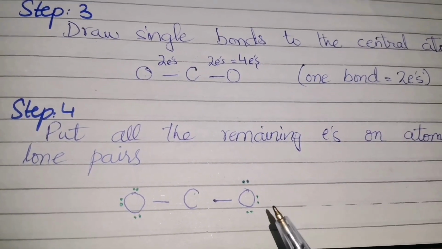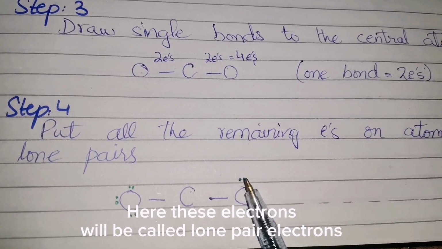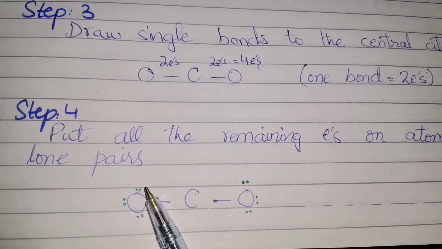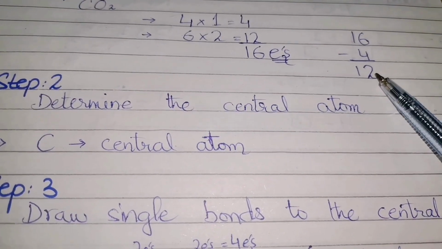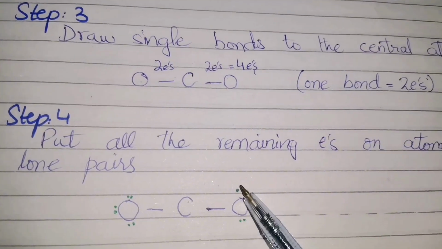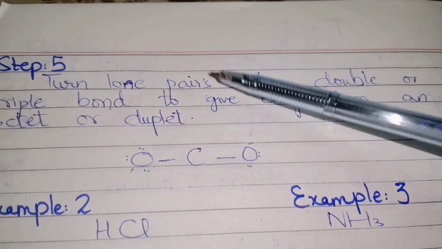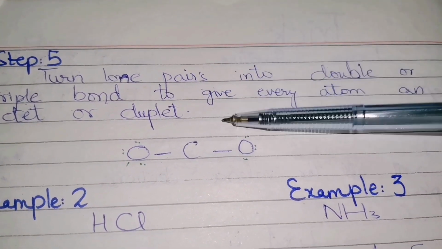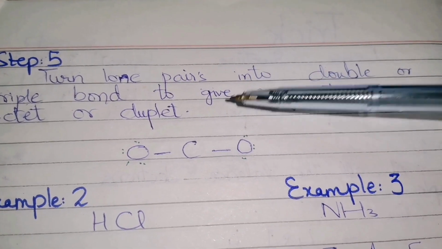Here we will put the valence electrons in this way. Let's count the valence electrons. 1, 2, 3, 4, 5, 6, 7, 8, 9, 10, 11 and 12. How many we were left with? Only 12 electrons. Put the remaining electrons on the atoms. Now according to step 5, turn lone pairs into double or triple bond to give every atom an octet or duplet. We have studied the concept of octet and duplet.